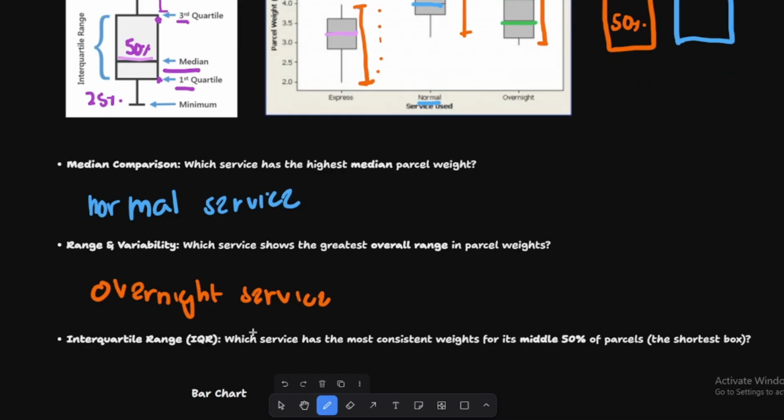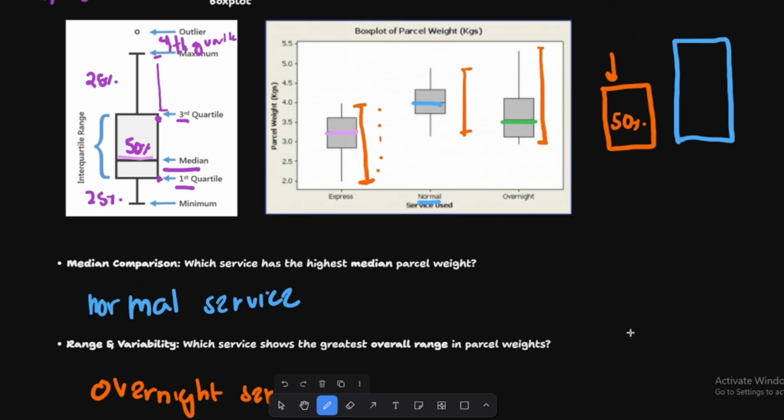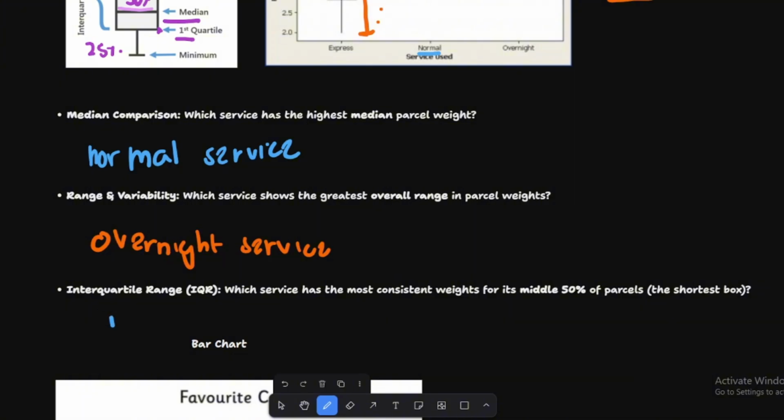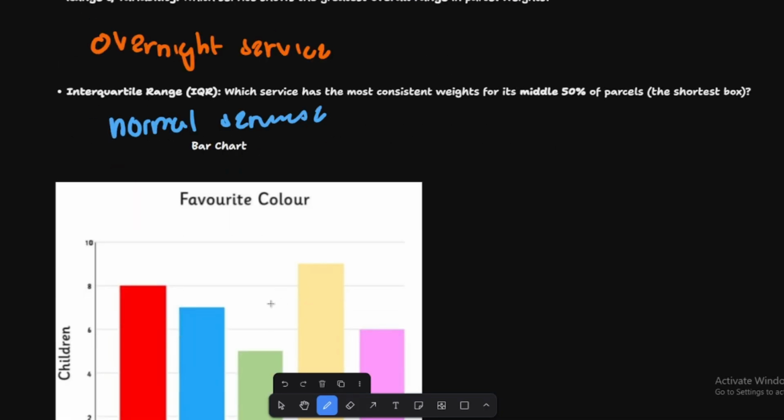So now let's talk about which service has the most consistent weights. So now we need to see which one has the smallest interquartile range. And as we can see, that's going to be the normal service. So that would be the answer. Normal service.